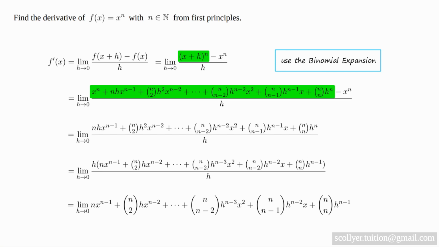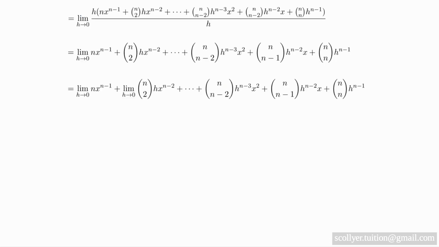And on dividing away the h from the numerator and denominator, we obtain this expression, the limit as h tends to 0 of nx to the n minus 1 plus other terms. And we split up that expression into the limit as h tends to 0 of nx to the n minus 1 plus the limit as h tends to 0 of all the other terms, i.e. we have turned the limit of a sum into the sum of limits, which we may do using a result from the algebra of limits.